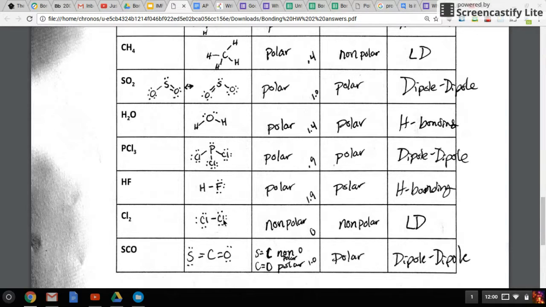Chlorine gas, we've got two chlorines bonded to each other, so it is a nonpolar bond with an electronegativity difference of 0. So it forms a nonpolar molecule and only has London dispersion forces.